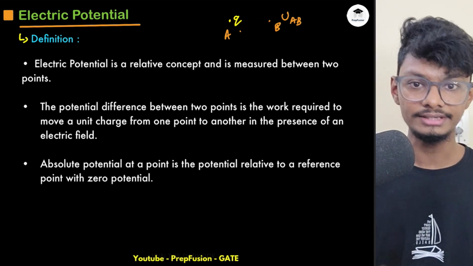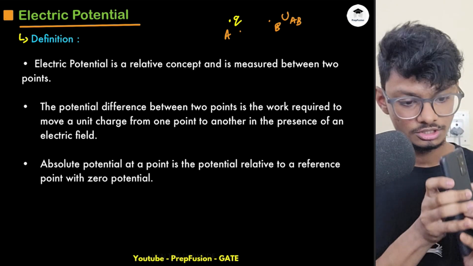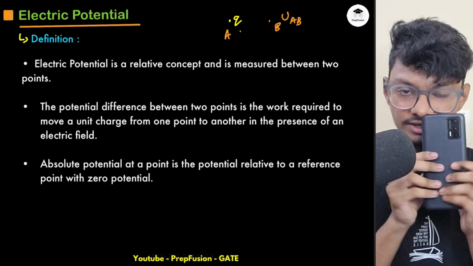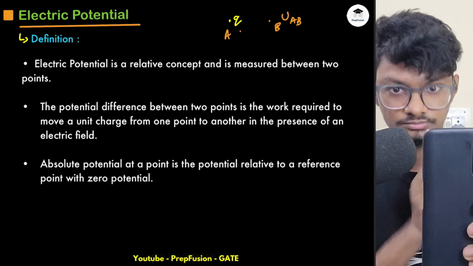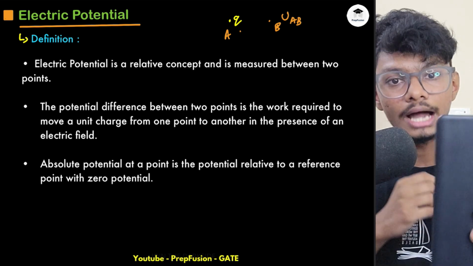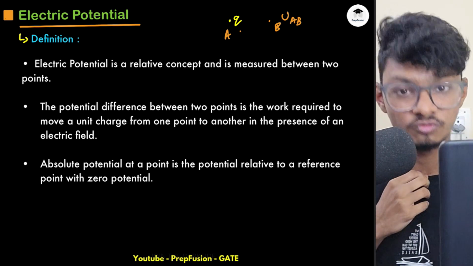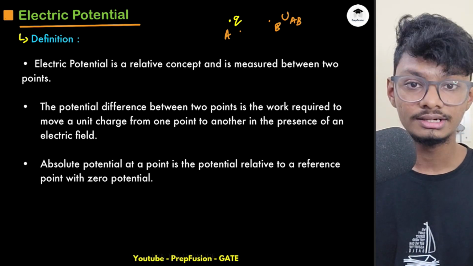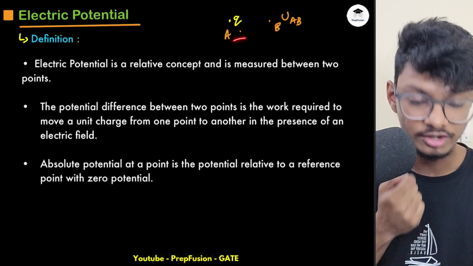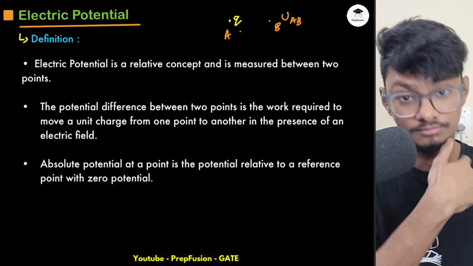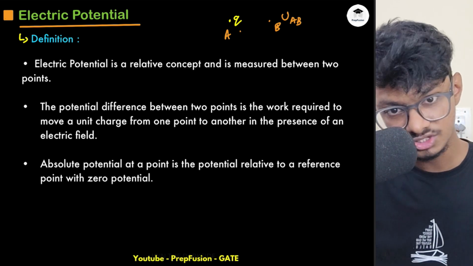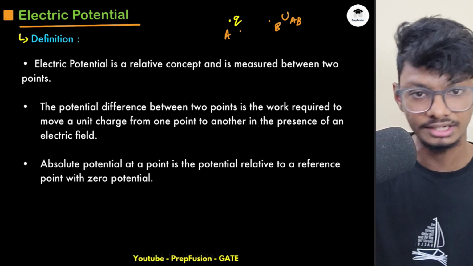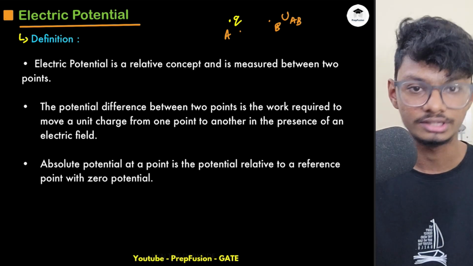Just like this phone: if I move this phone from this point to a point above me, some distance, I have to apply some force and do some work. So the amount of work done in moving a charge from A to B is defined as electric potential. In terms of energy, and also in terms of volts, I will say electric potential. All of that we'll learn slowly, don't worry.